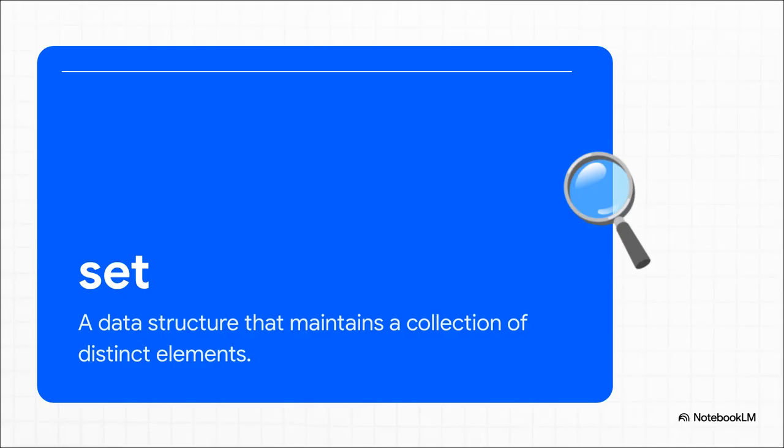A set does pretty much exactly what it sounds like. It holds a collection of items, but with one big rule. Every item has to be unique. So if you try to add the number 5 to a set 3 times, guess what? It's only in there once. Its entire reason for existing is to answer one question and answer it incredibly fast. Hey, is this item in the collection?